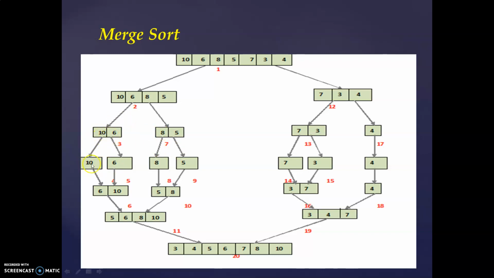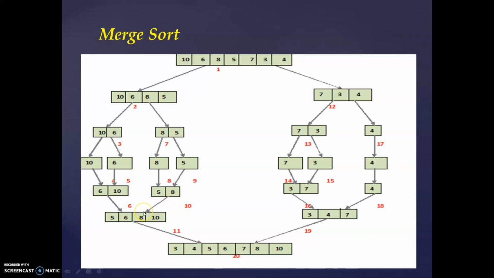Now we are comparing 10 and 6. As 6 is smaller than 10, they are swapped. So the new array on the left side becomes 6, 10, and the new array on the right-hand side becomes 5, 8 after sorting, because whoever is smaller comes to the left and whoever is larger goes to the right side.